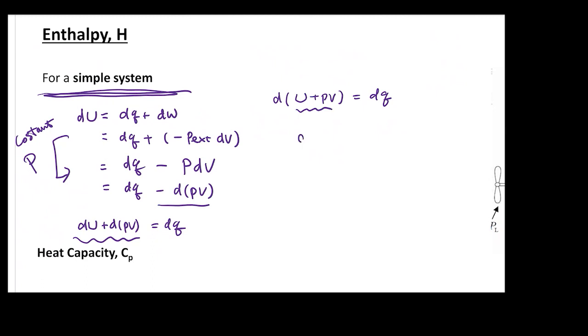And we define this as your dH is equal to your dQ, but this Q is not a random Q. Okay? So the definition of your H is actually U plus PV. What it means is that when you're under constant pressure and you measure the heat change, it will give you the change in the enthalpy.